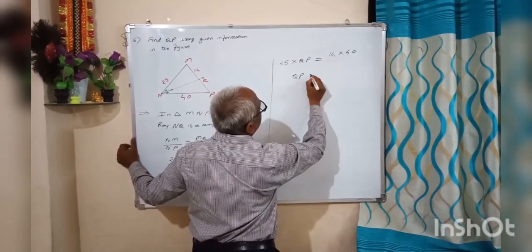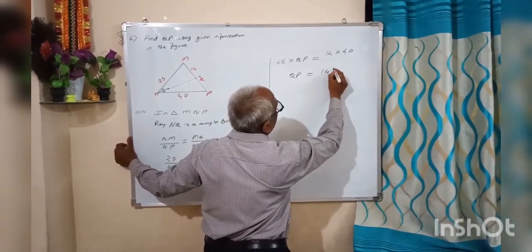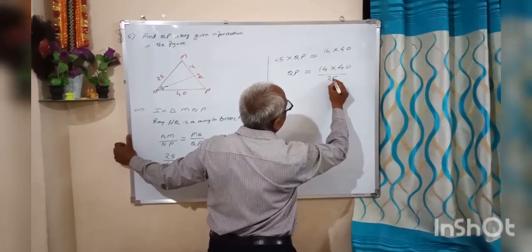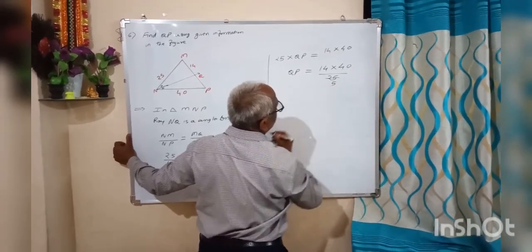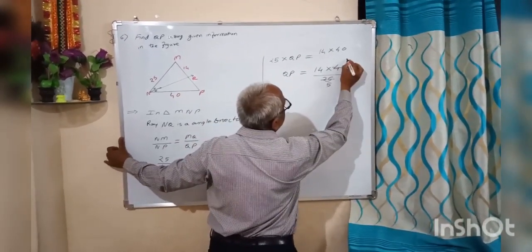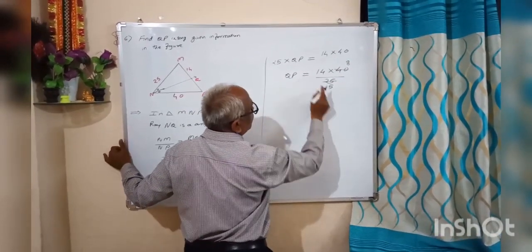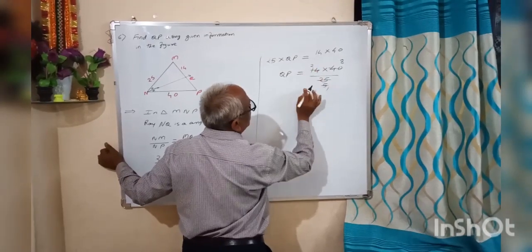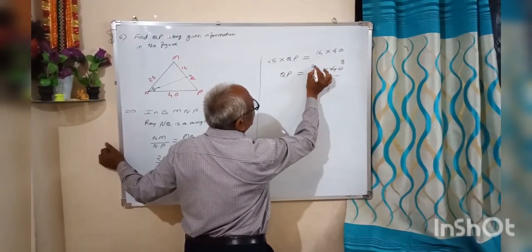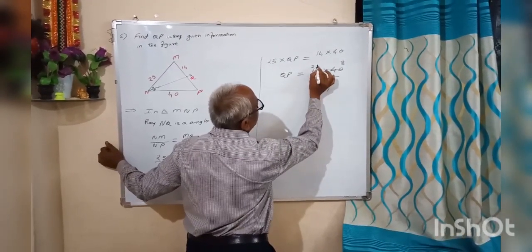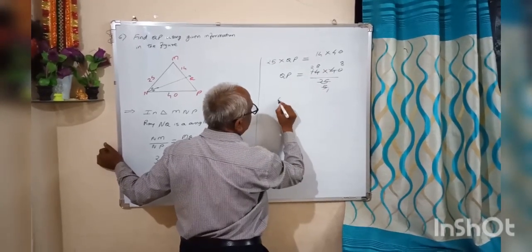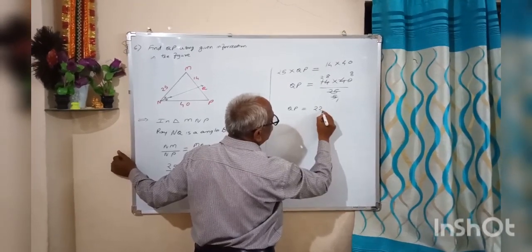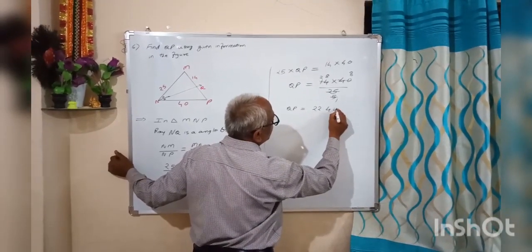Therefore, QP is equal to 14 into 40 upon 25. 5 5s are 25, 5 8s are 40. Now 5 1s are 5, 5 2s are 10, 4 remain. Point. It becomes 40. 5 8s are 40. Therefore, QP is equal to 22.4 units.